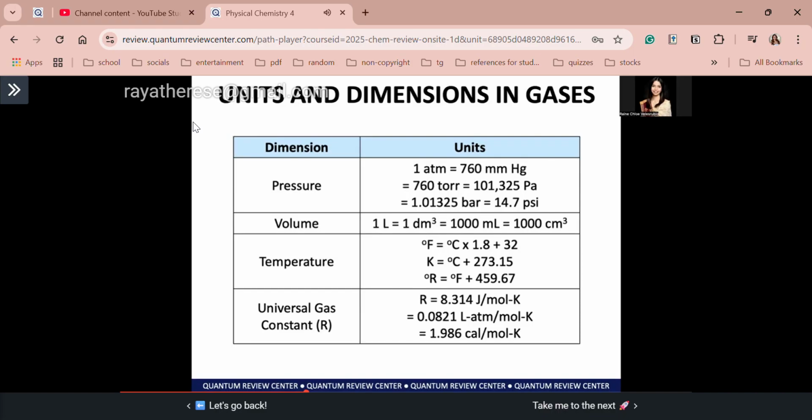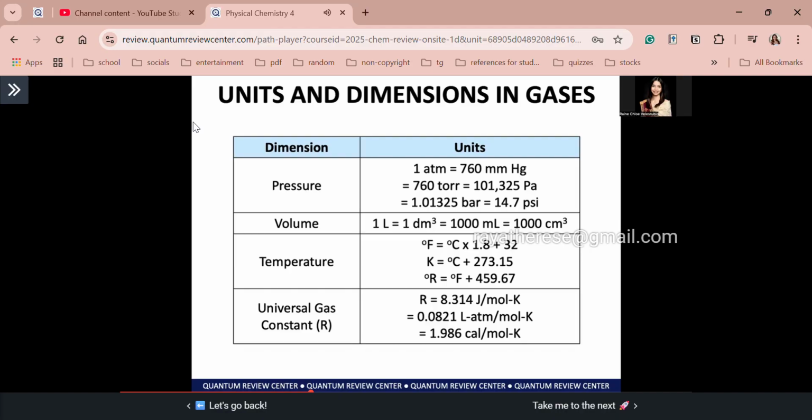Dapat memorize yan, okay? And then for volume, 1 liter is equal to 1 dm cube, and that is equal to 1,000 ml, and that is equal to 1,000 cm cube. So guys, 1,000 ml is just equal to 1,000 cubic centimeters. And temperature, how do we convert Celsius to Kelvin? Just simply add 273.15. To convert Celsius to degrees Fahrenheit, simply multiply by 1.8 plus 32. Again, degrees Celsius times 1.8 plus 32. And lastly, for degrees R, that is equal to degrees Fahrenheit plus 459.67. Okay, tandaan yan.